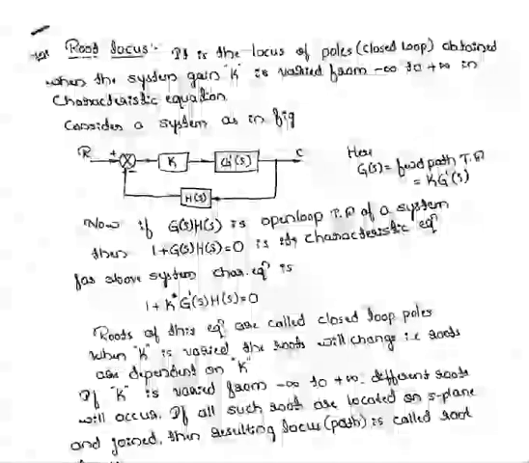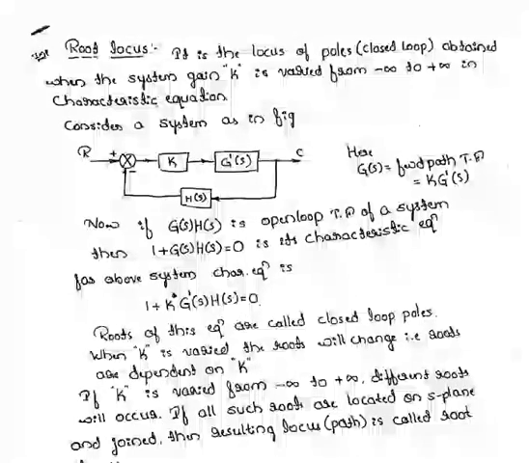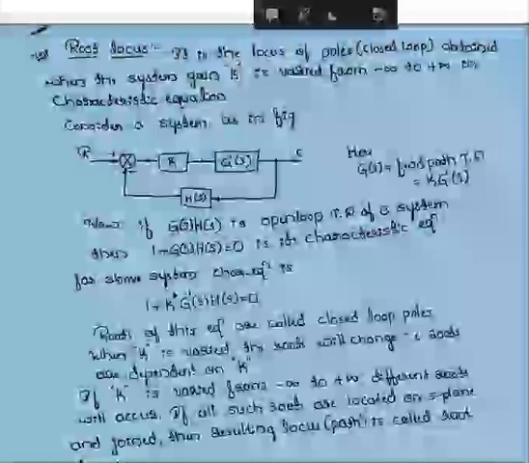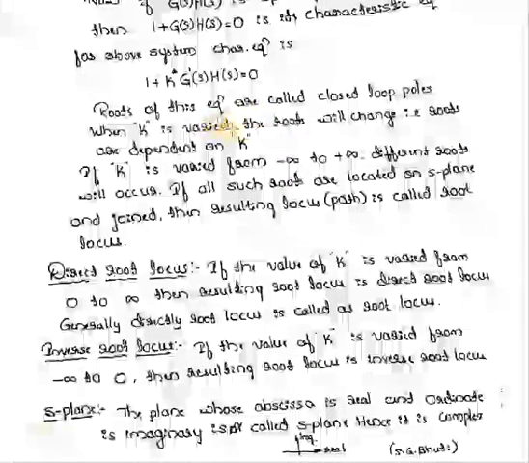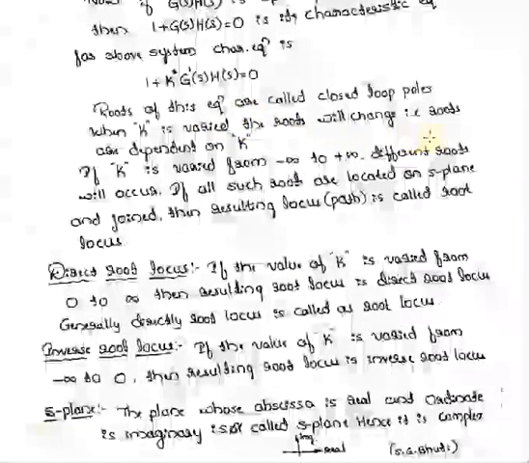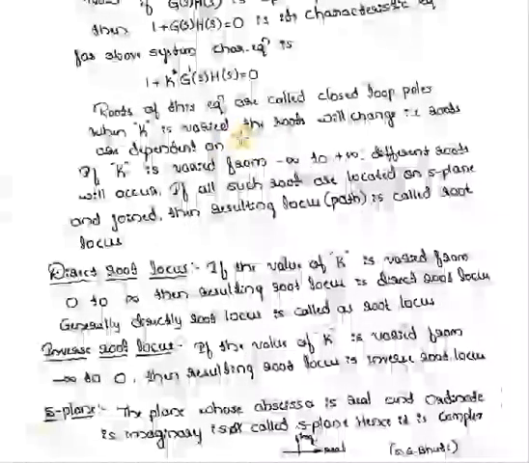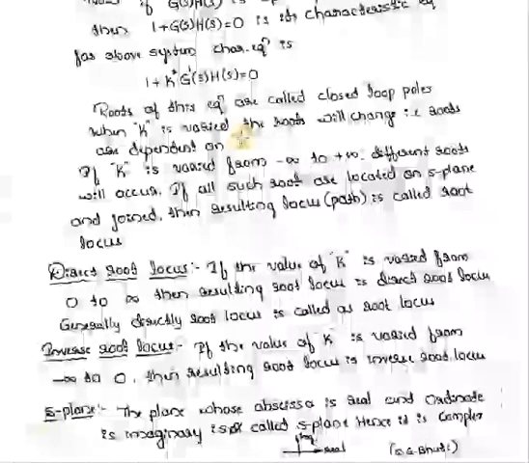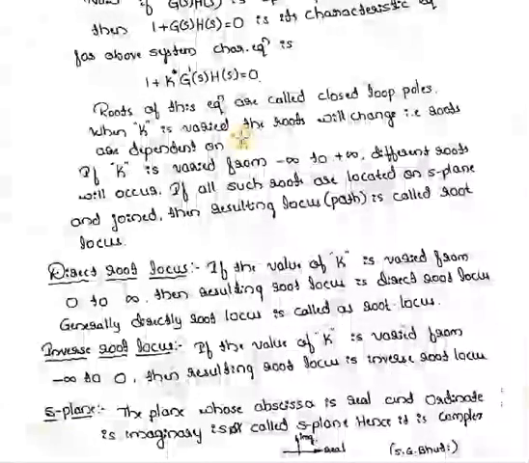Now if you consider the gain, for the same equation you can rewrite it as 1 plus K into G(s) into H(s) equal to 0. Here the roots of this equation are called closed loop poles. When K is varied, the roots will change, that is, roots are dependent on the value of K. If K is varied from minus infinity to plus infinity, different roots will occur. If all such roots are located on the S plane and you join them, then the resulting locus, or the resulting graph or path, you can call it root locus.